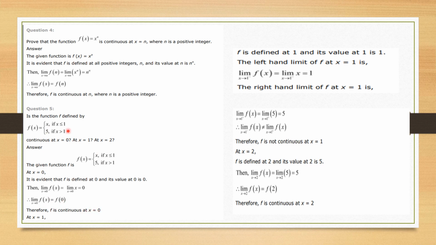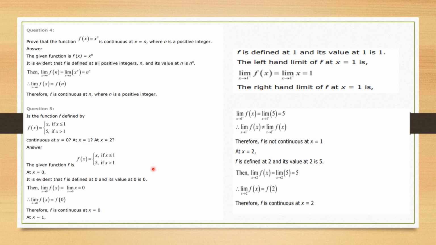At x equal to 1, you have to check the left and right hand limit. The left hand limit at 1 is x up to 1 from the negative side, so this is for x, that is turning out to be 1, and the right hand limit is 5. The right hand limit is 5 as it is constant, and both are not equal, so the function is discontinuous at x equal to 1.